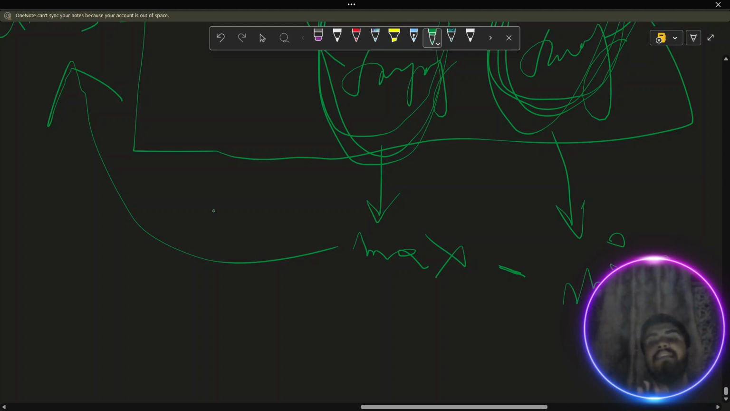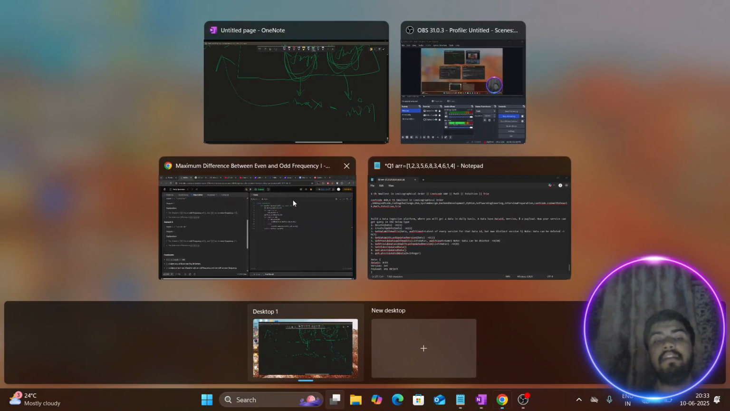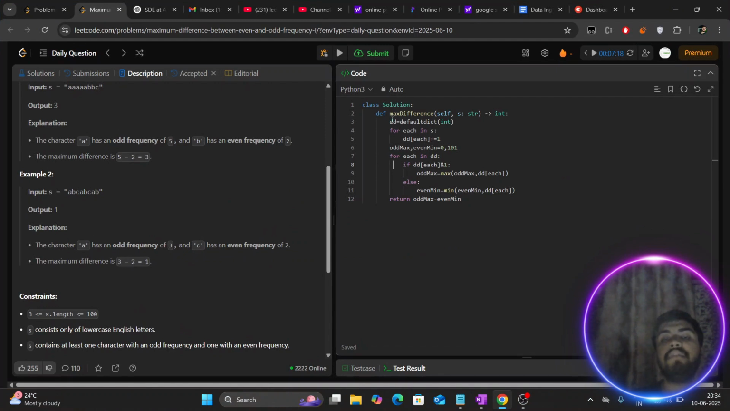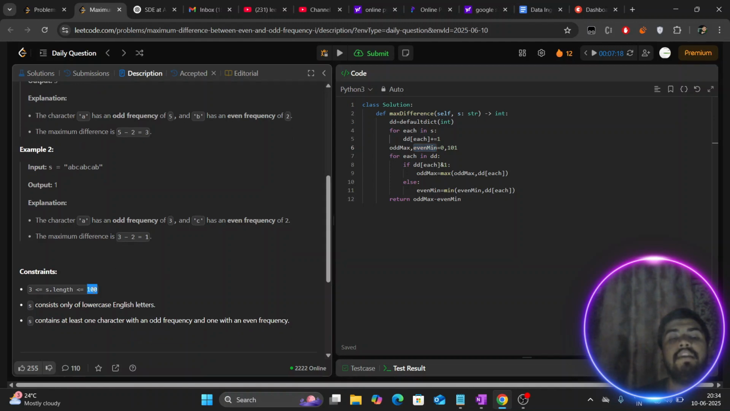That is the exact thing we just have to write in code. Here you can see I took a default dictionary and I am iterating to store all the characters' frequencies. Now I have odd max, for which I need the max, and even min, for which I need the min. Odd max I have initialized with 0, and even min with 100, because s length is at most 100. Now I am iterating over each key in my default dict.